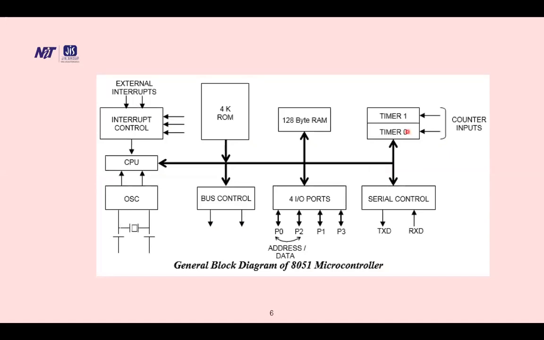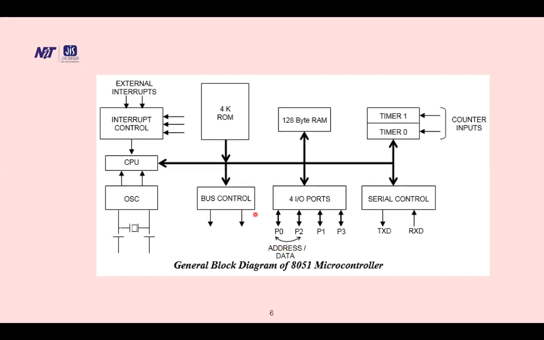So this is the architecture of the 8051 microcontroller. This is the bus. This is 4K ROM, 128 bytes RAM, timer 1, timer 0. These are the counter inputs. Serial control. It is the transmitter data bus, it is the receiving data bus. 4 I/O ports, P0, P1, P2, P3. P0 and P2 carry address or data.